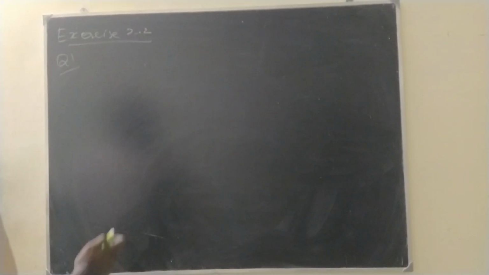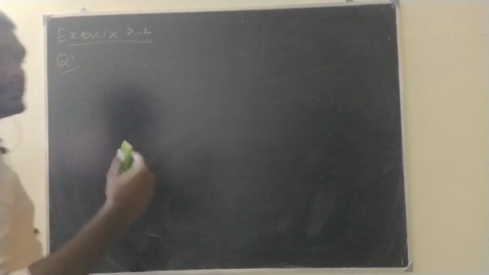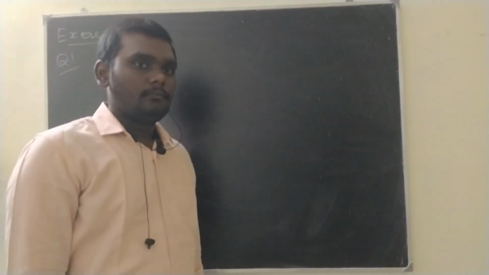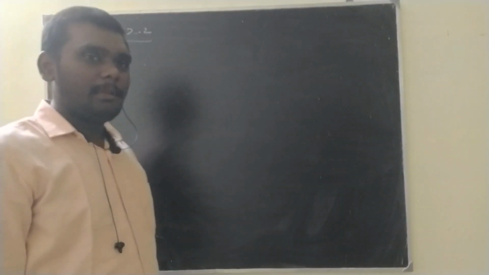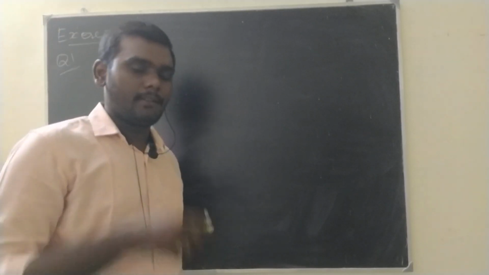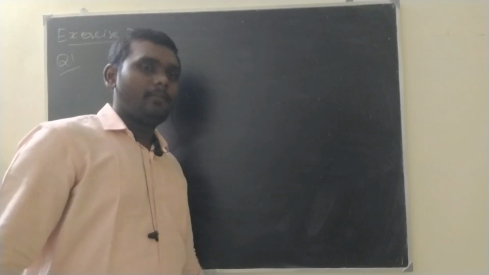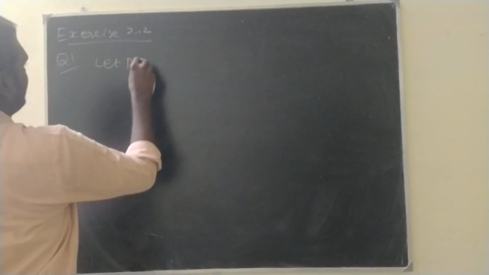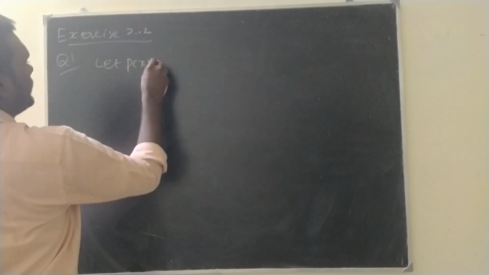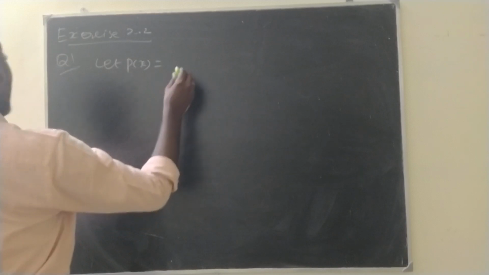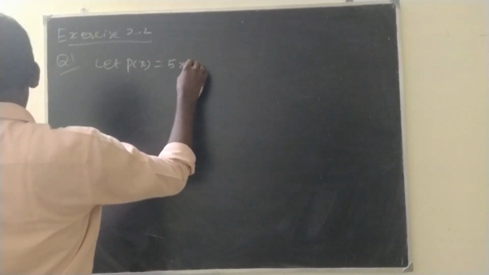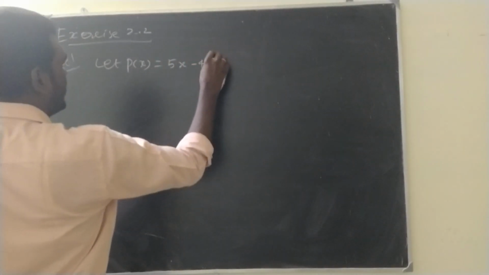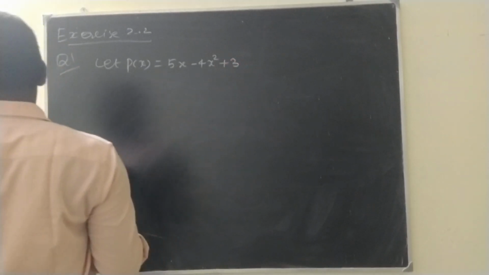The question number 1, we have given a polynomial. First name the polynomial. What is the name of the polynomial? You can keep P of x, Q of x, R of x. Anything of x will keep. Okay. So I am naming the polynomial like let P of x equals 5x minus 4x square plus 3.